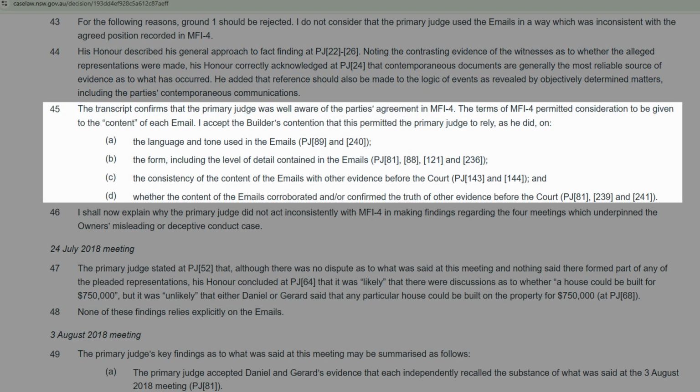Now, the transcript confirms that the primary judge was well aware of the parties' agreement in MFI-4. The terms of MFI-4 permitted consideration to be given to the content of each email. I accept the builder's contention that this permitted the primary judge to rely as he did on, quote, 1, the language and tone used in the emails, 2, the form, including the level of detail contained in the emails, 3, consistency and content of the emails with other evidence, that's key, with other evidence before the court, 4, whether the content of the emails corroborated and/or confirmed the truth of other evidence before the court.